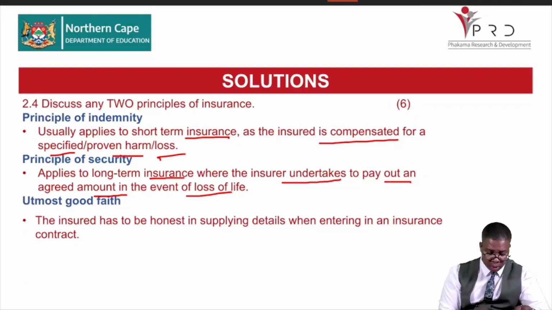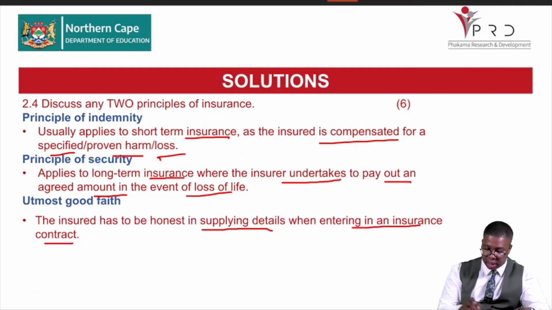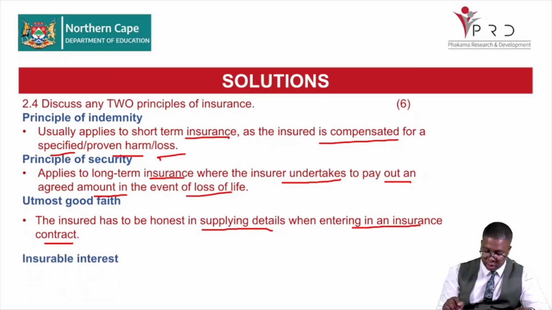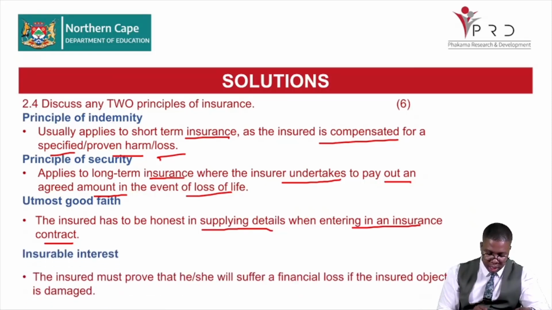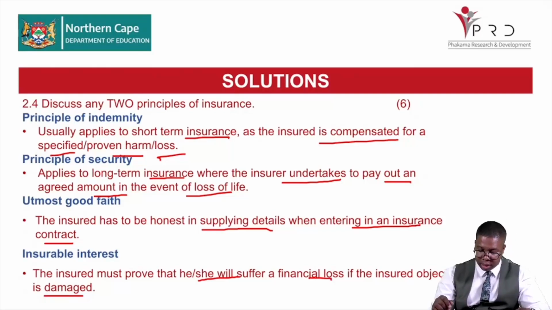Hence, it says the insured has to be honest in supplying details when entering an insurance contract. Then that's how you deal with that. And then insurable interest. The insured here, we are talking about the insured must prove that he or she will suffer a financial loss if the insured object is damaged.